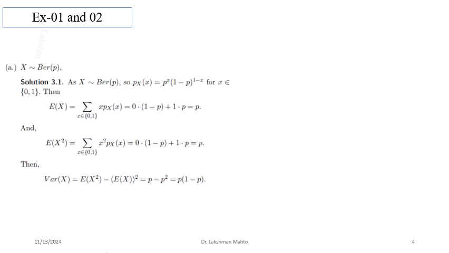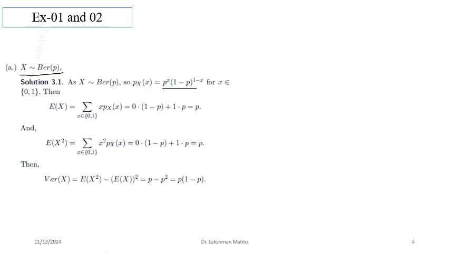So if you are taking a Bernoulli random variable, X is distributed in a Bernoulli way with probability of success P. So that means X is taking just two values, either 0 or 1. And what is the probability mass function of a Bernoulli random variable? It is P to the power X into 1 minus P to the power 1 minus X, and X is either 0 or 1.